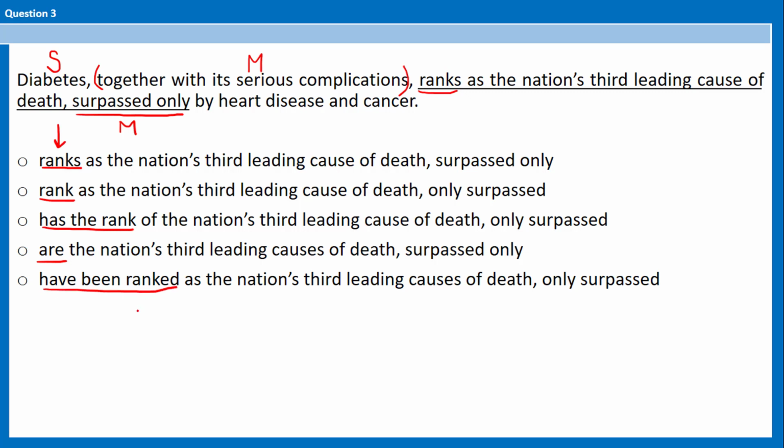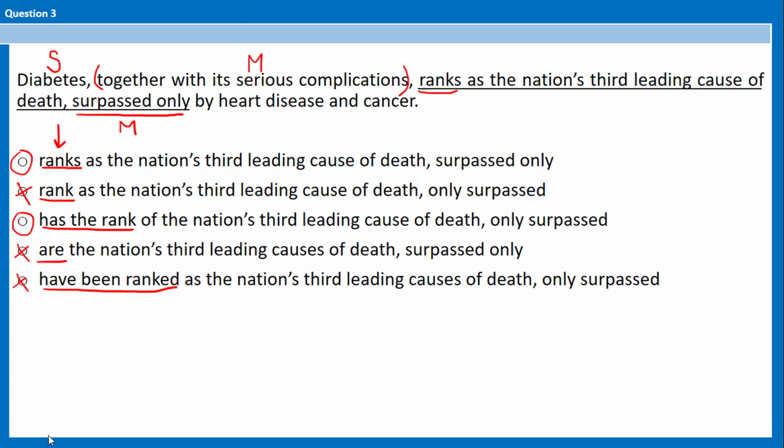They're all different. Now we know that diabetes is singular, right? Remember that names of illnesses such as diabetes and rabies, okay, are always singular. So you can eliminate some answer choices here. Diabetes singular, I cannot use the plural rank, eliminate number 2. Are and have are also wrong. Okay, those 3 choices are wrong. We are between 1 and 3. Now which one is better? Which one would you keep?